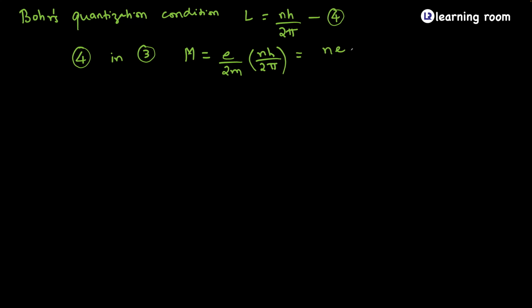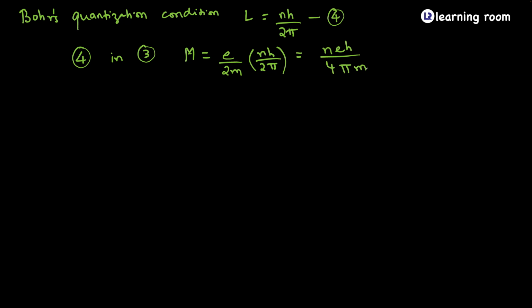It will be n into eh divided by 4 pi m. So I can say that this can be used as a formula because the orbit number is easy for you to find. Charge of the electron is known. h is Planck's constant. It is a constant. 4 pi is a constant. Mass of the electron is known. So this magnetic dipole moment is written in terms of all the quantities that are known to us.